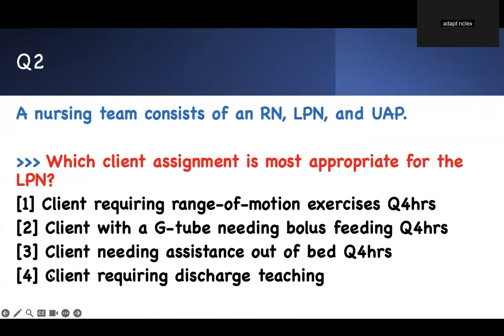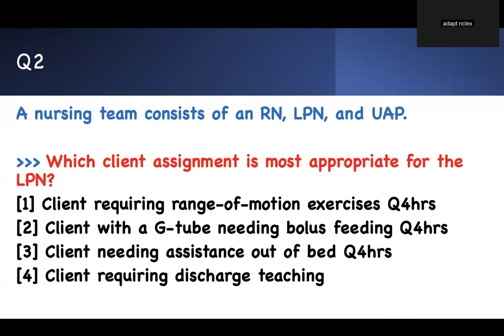This is what I've done. Before I even look at the answer, I bring my content and I look at each answer choice. Range of motion exercise every 4 hours, that's something I should give to a UAP, even though the LPN can do that. A G-tube needing bolus feeding every 4 hours, the LPN should be able to do that. Needing assistance out of bed, I should give it to a UAP. Requiring discharge teaching, that's RN.